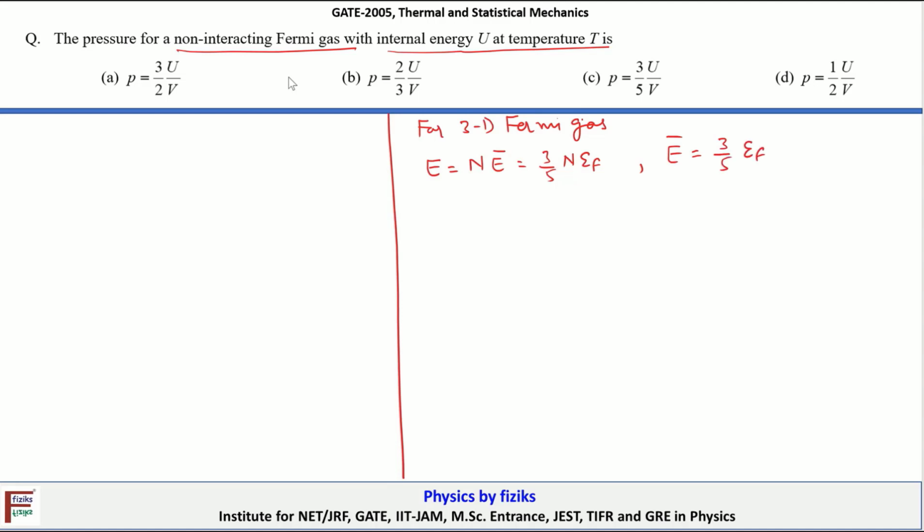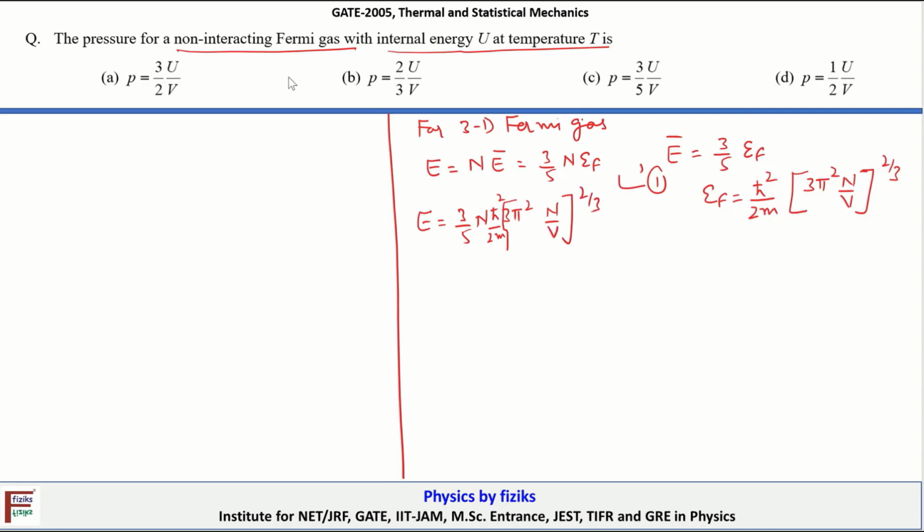So let me call this equation 1, and here the Fermi energy EF is equal to h cut square upon 2m multiplied by (3 pi square n by V) power 2 by 3. Now the total energy for this system, E, is equal to 3 by 5 N EF. So that means 3 by 5 N multiplied by EF is equal to h cut square upon 2m and (3 pi square n by V) power 2 by 3.